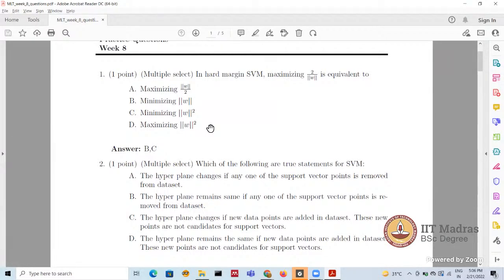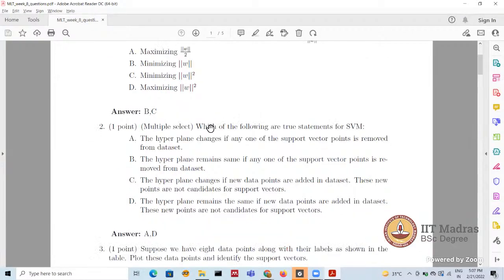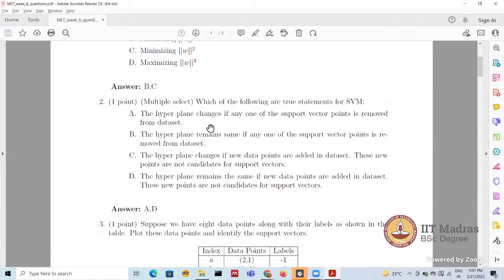So the point to emphasize here is that any change in the support vectors will influence the hyperplane, and any change in the vectors which are not support vectors will not influence the plane. These are the two things we need to keep in mind while doing SVM. The entire location of the hyperplane is influenced by the support vectors. So let's move to the next question.